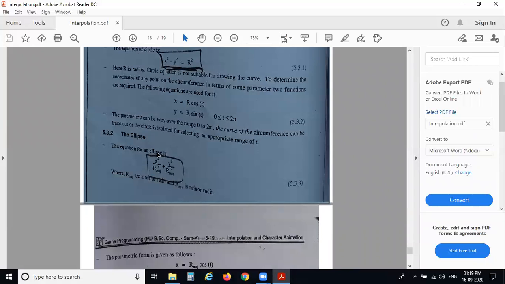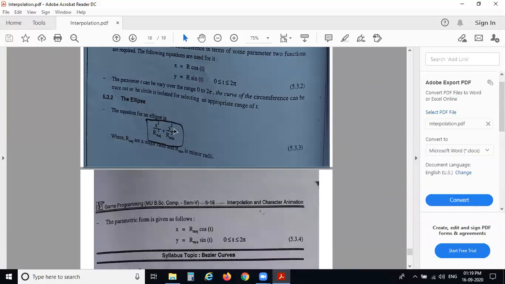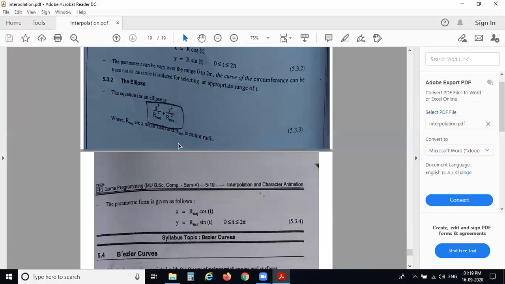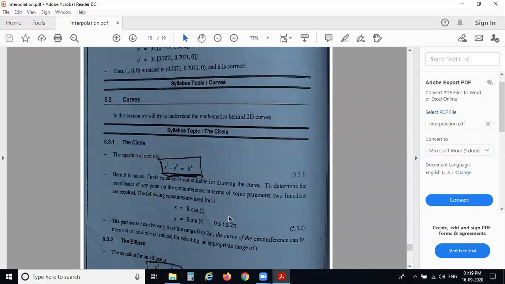Then the next one is ellipse. The equation of ellipse is x square divided by r square major radius plus y square divided by r square minimum radius, a major radius and a minor radius. The parametric form used here is x is equal to r major radius into cos t and y is equal to r minor radius into sin t, where t is greater than or equal to 0 and less than or equal to 2 pi. So these two concepts are used in the curve.